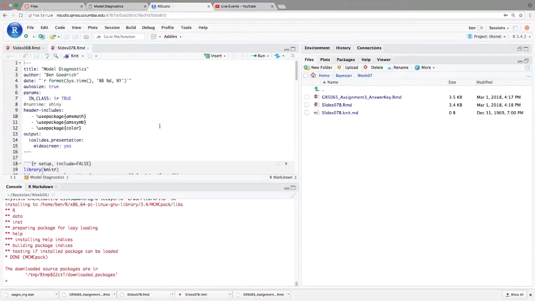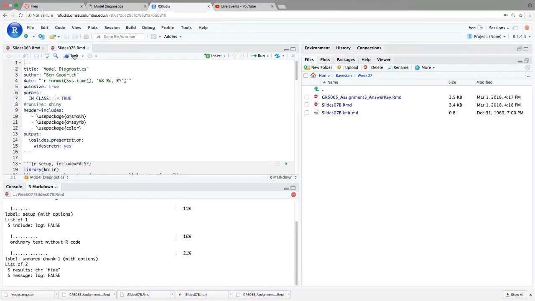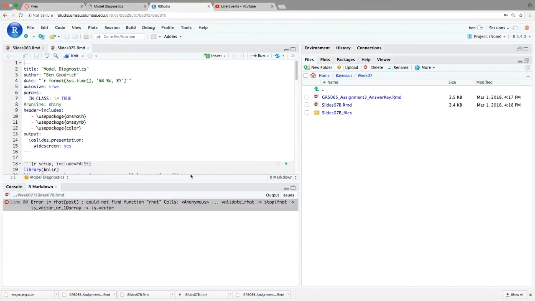So let's see. Today we want to talk about model diagnostics.